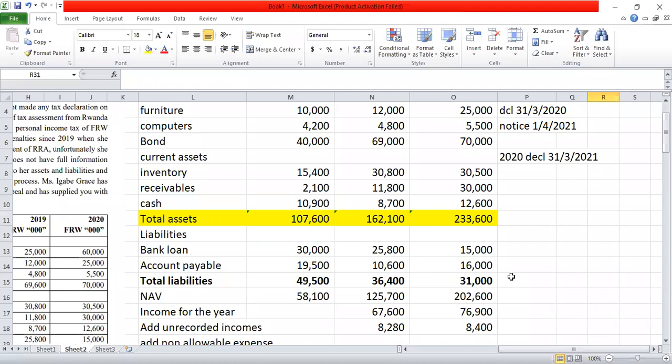I wanted to start tax planning. I don't know, should we start tax planning now, because we're almost 30 minutes to the end of the session.